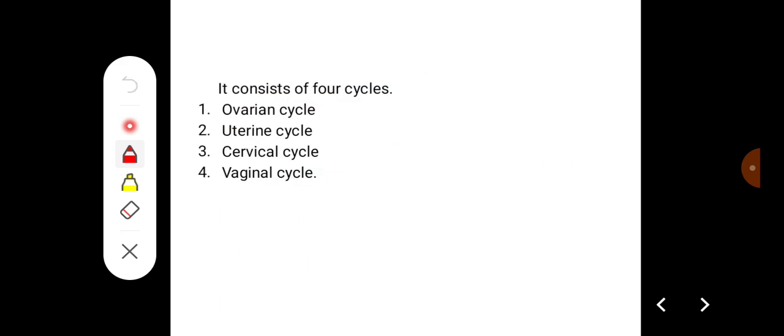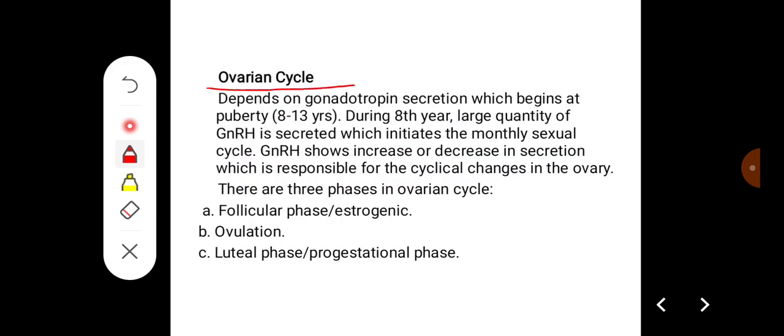The reproductive cycle consists of 4 cycles, that is ovarian cycle, uterine cycle, cervical cycle and vaginal cycle. Coming to ovarian cycle. Ovarian cycle depends on the gonadotropin secretion which begins at puberty, that is at around 8 to 13 years. During this time, a large quantity of gonadotropin releasing hormone is secreted which initiates a monthly sexual cycle.